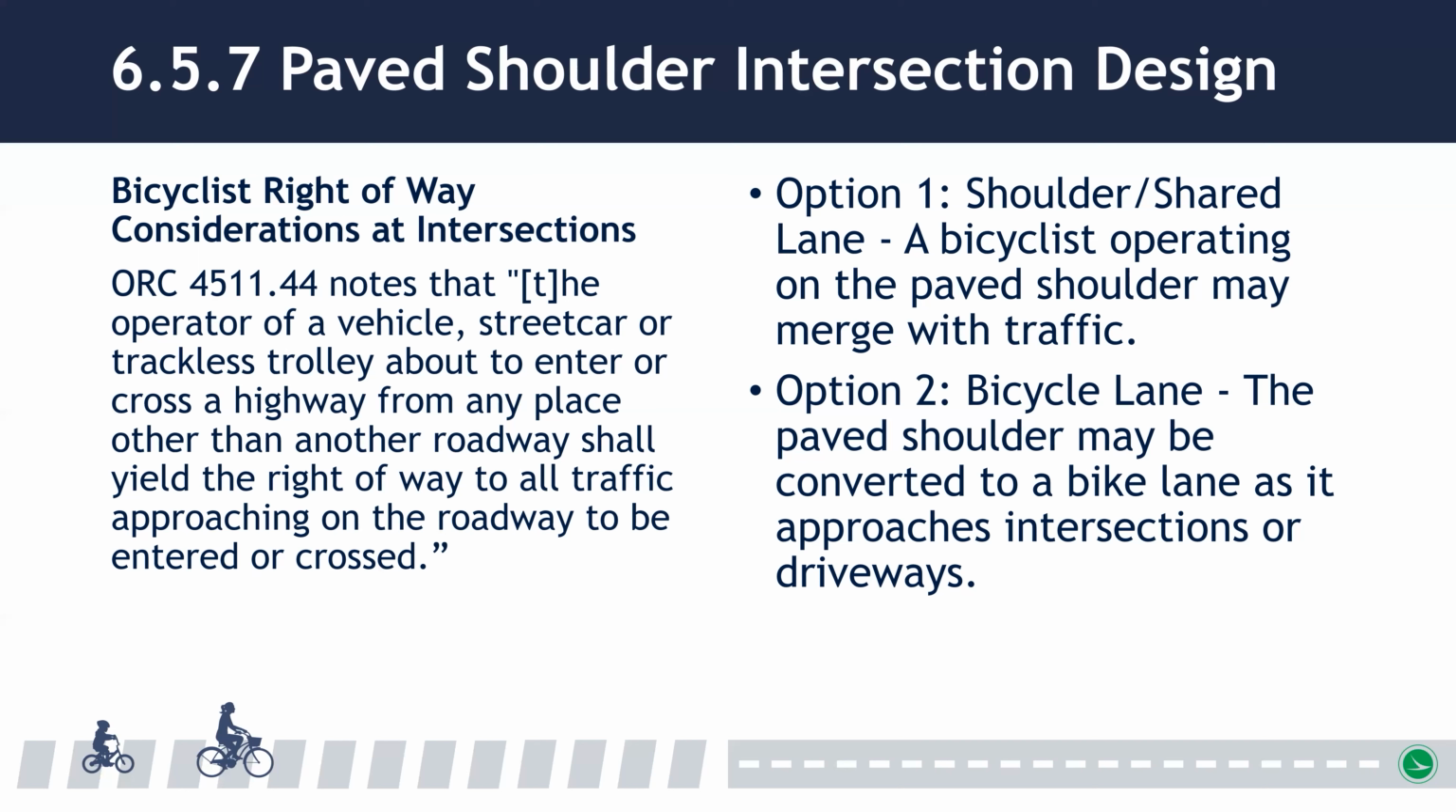In order to accommodate bicyclists along a paved shoulder and clearly communicate the right-of-way to all roadway users, designers may consider the following options. Option 1, mark and sign the roadway such that the bicyclists merge into the adjacent shared lane and use warning signs to remind bicyclists of their responsibility to yield when operating on a paved shoulder. Option 2 is to transition the shoulder to a bike lane approaching the intersection or driveway, in which case the normal roadway operations would apply.